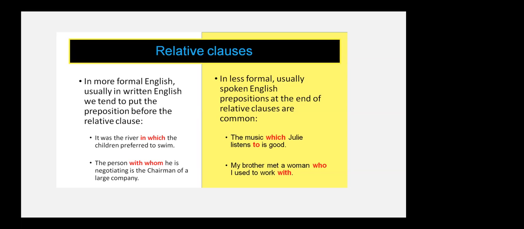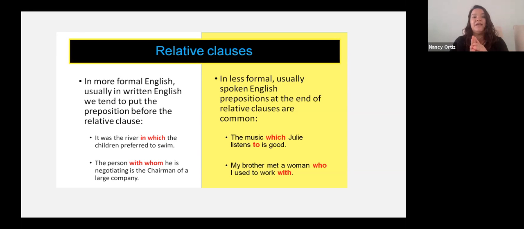The music which Julie listens to is good. My brother met a woman who I used to work with. Okay, this happens in informal, in spoken English. But as a good tip for you, when using formal English, which is written, the preposition goes before the clause, all right? Is this point clear? Yes.